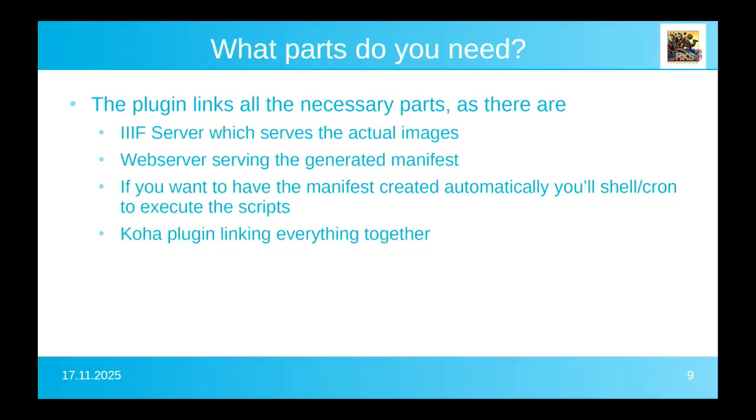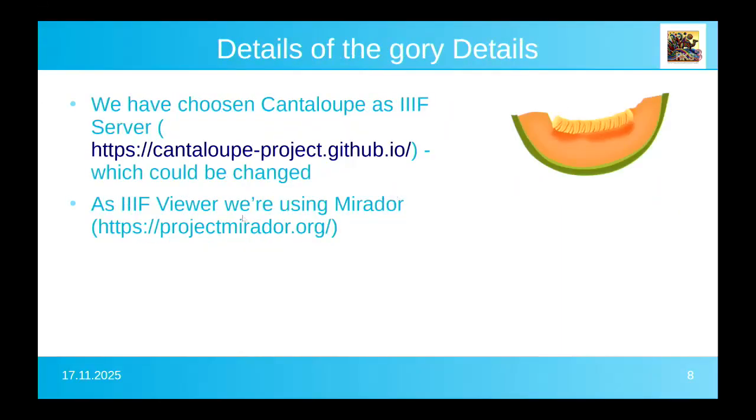So, IIIF, what are the necessary parts? It was hard for me to understand. It's a IIIF server serving the pictures, a web server serving the generated manifests, and the Koha plugin linking everything together, taking the created manifests and merging them with the Koha metadata, and presenting those merged manifests to a IIIF viewer. We integrated Mirador into our plugin for the OPAC. You could use any other IIIF viewer to use the Koha-generated manifests. Okay?